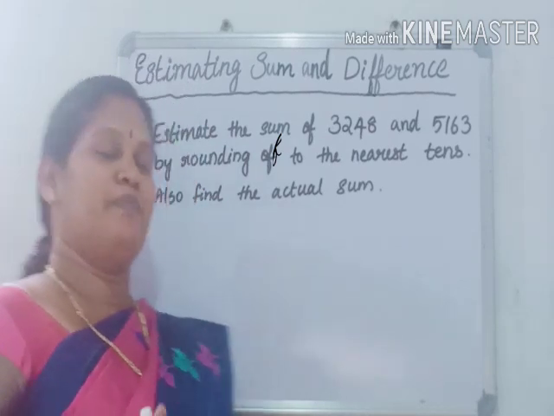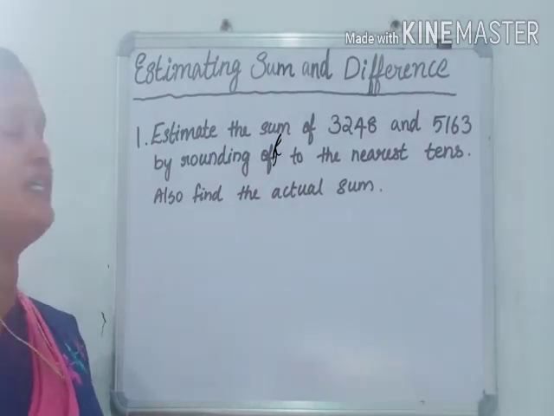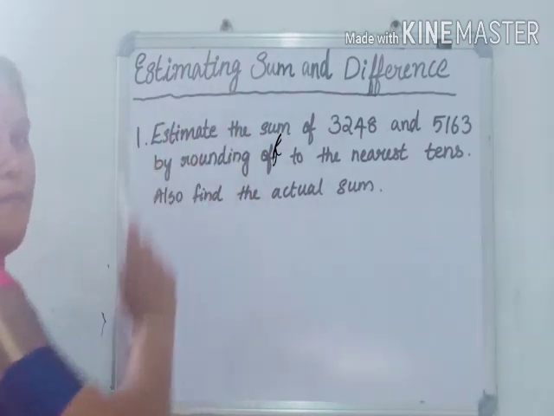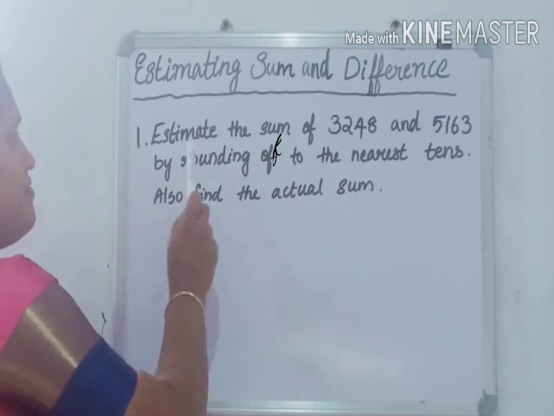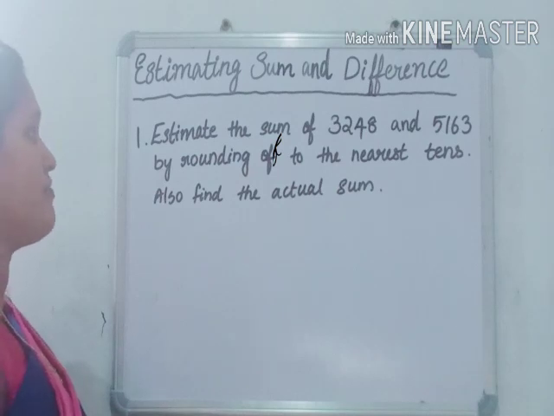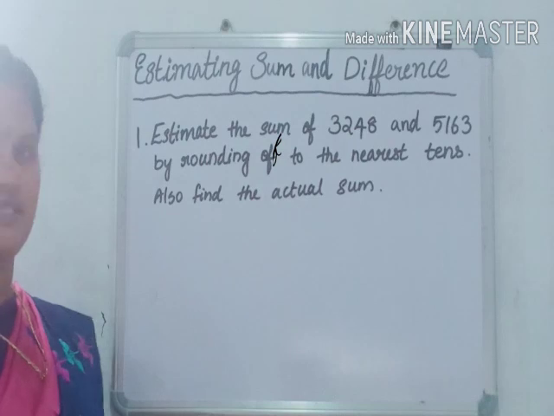Our next topic is estimating sum and difference. Here first we are going to discuss estimating sum. Estimate the sum of 3248 and 5163 by rounding off to the nearest tens. Also find the actual sum.